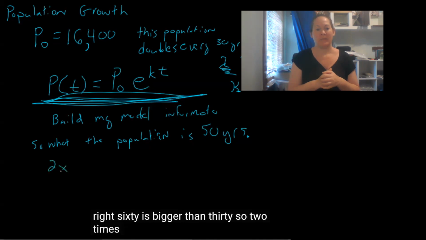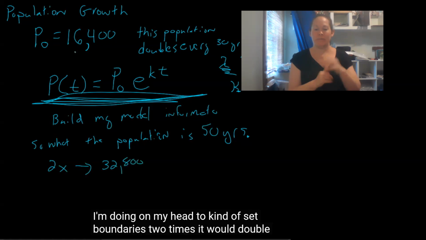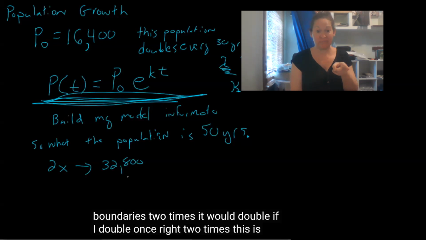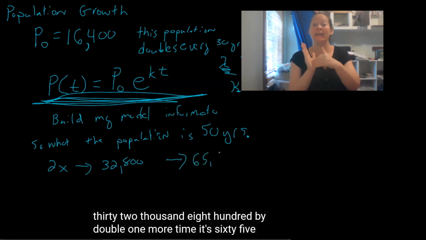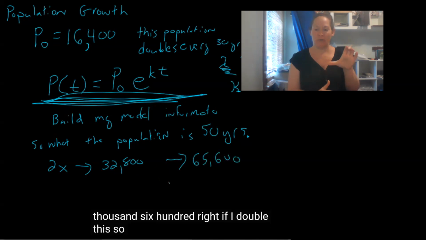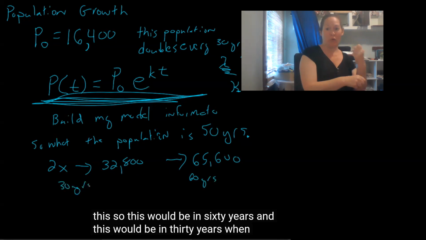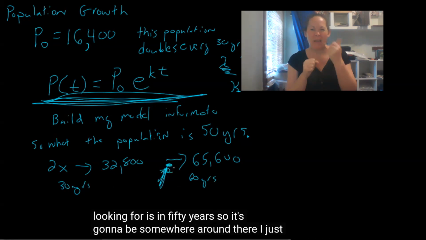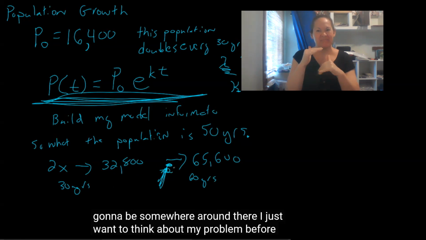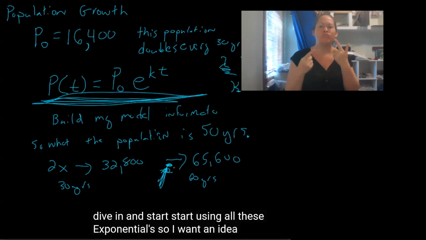So 2 times population. This is just something I'm doing in my head to kind of set boundaries. If I double once, 2 times this is 32,800. If I double one more time, it's 65,600, right? So this would be in 60 years, and this would be in 30 years. And what I'm looking for is in 50 years, so it's going to be somewhere around there. I just want to think about my problem before I dive in and start using all these exponentials. I want an idea of what's going to happen.